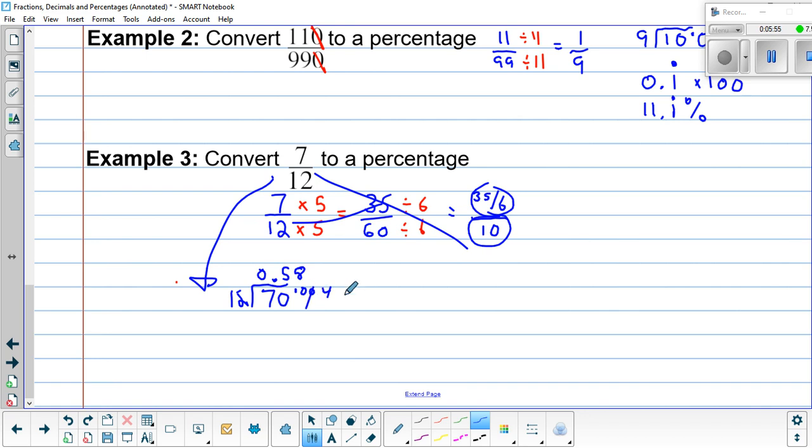Can't do anything, so we can add a 0. 12 goes into 40 3 times. And what do we have? Then we have 4 left over. And this is going to keep going on. So now we're going to be left with 0.583, times that by 100. That's what some people forget: when you're changing to a percentage, don't forget to actually make it a percentage after doing all that work to get it to a decimal. Because the percentage part is easy. So 58.3% recurring.